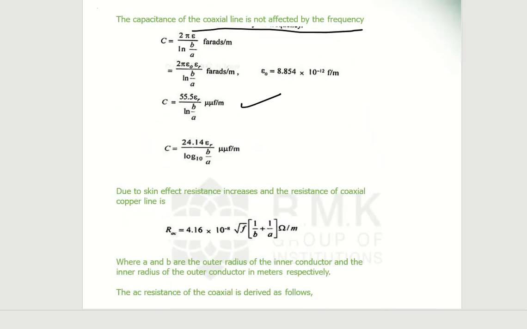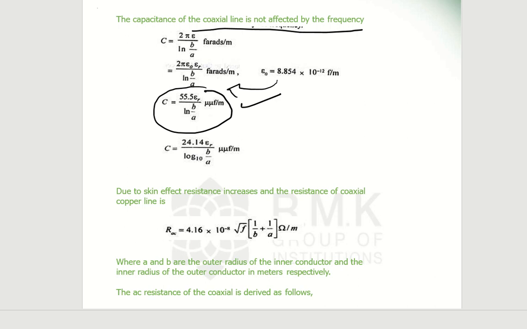Then the capacitance of the coaxial line is not affected by the frequency, but inductance will be affected by the frequency. C is equal to 2 pi epsilon by ln of b by a, equal to 2 pi epsilon naught epsilon r by ln of b by a, which is C is equal to 55.5 epsilon r by ln of b by a. How do we get this value? By substituting epsilon naught is equal to 8.854 into 10 to the power of minus 12 in this equation. Then C is equal to 24.14 epsilon r by log 10 of b by a. The ln function is converted into the log function.